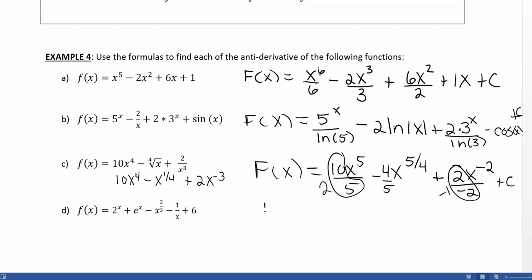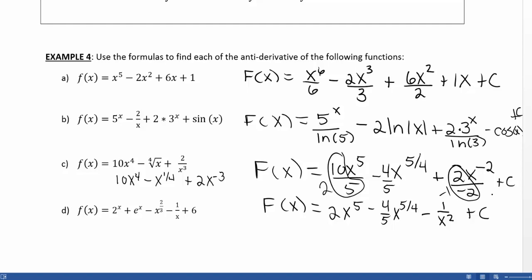So if we rewrite this one with our simplifications, we have 2x to the 5th minus 4/5 x to the 5/4 minus 1 over x squared plus c. So again, that's the typical way that we would rewrite this in order for it to look most visually cohesive. And that's the antiderivative of part C.